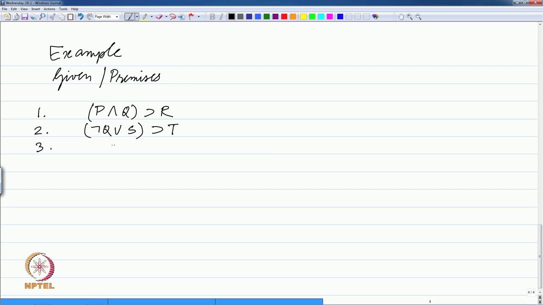Let me just take a very simple example which says that not T and P. Let us say just these things are given to us. I hope this works, and we want to show, let me write it here, alpha is equal to R.